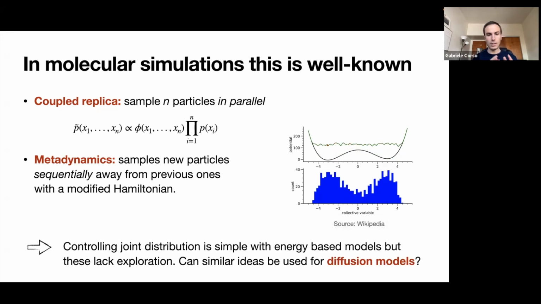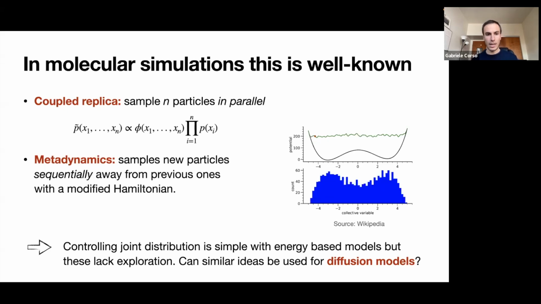Putting these two together, we can see that controlling joint distribution is relatively easy with energy-based models. But the problem is, and I'll get back to this, that these energy-based models have been seen before to lack exploration. This is why we use diffusion models, for example, to generate conformers or images. And so the question becomes, can we use similar ideas to sample a diverse set of elements with diffusion models?